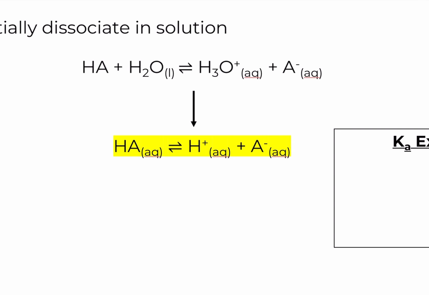Okay, now this is basically simplified into this expression that we have over here, where HA in aqueous solution is dissociating into H plus and A minus. And the reason why is because H2O is large. Remember, H2O is a constant, so we don't really need to include it. Therefore, we would pretty much ignore it and turn this into a reversible reaction where HA in aqueous solution dissociates into H plus and A minus.